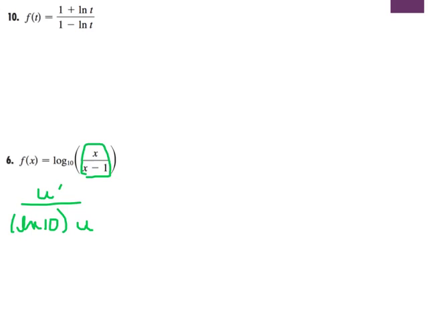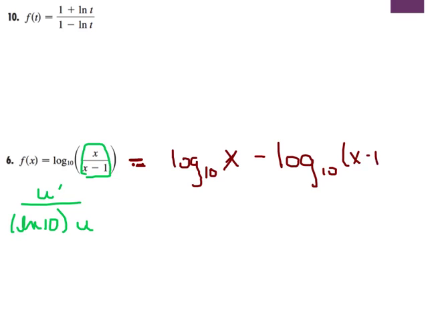Okay, did you think of it? So I want to rewrite the function because it's a logarithmic function. I can rewrite it using properties. So the log of a quotient is the difference of the logs, right? So now this derivative is going to be really quick and easy.